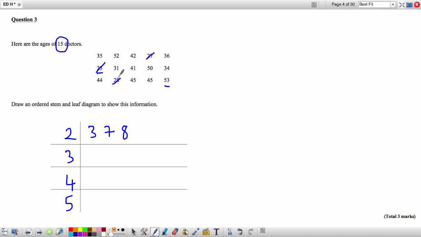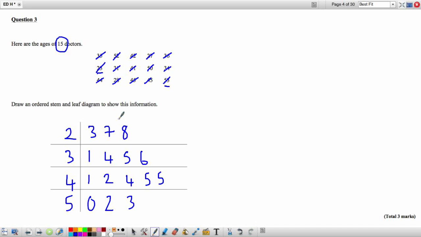Moving on now to the 30s, 31, 34, 35, and 36. For 40s, we have 41, 42, 44, and then two 45s, so 5 and 5. For 50, we have 50, 50, 52, 52, and 53.